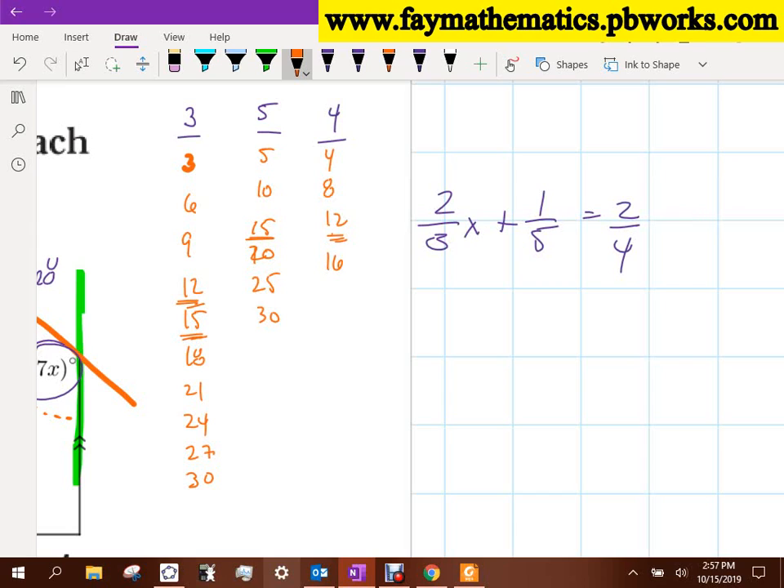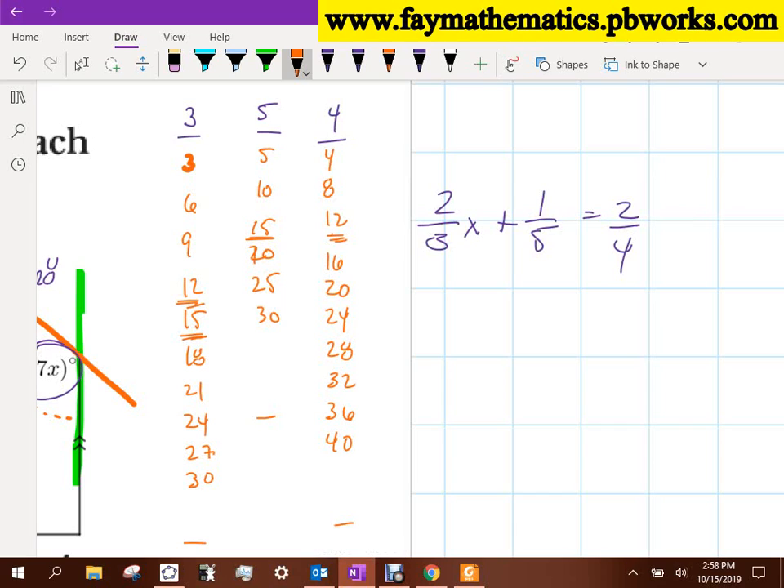So 16, 20, 24, 28, 32, 36, 40, okay? And nothing's showing up, right? So what we find out is that I'm going to have to take this out to 60. The first number that would show up in that list, in that list, in that list, that is shared by all 3, would be 60. What's the fastest way to figure that out?